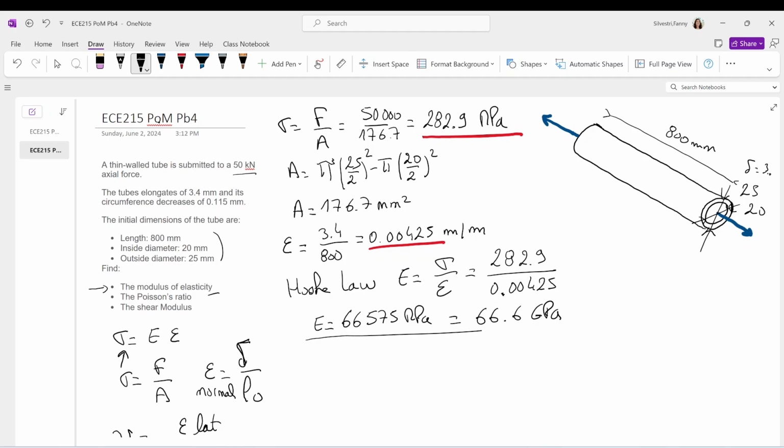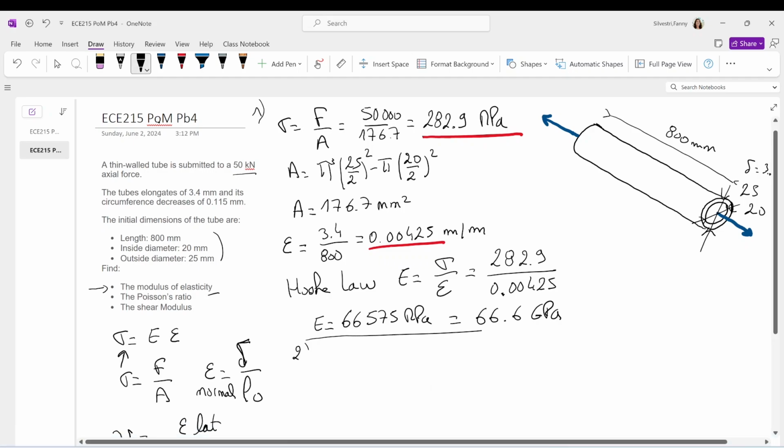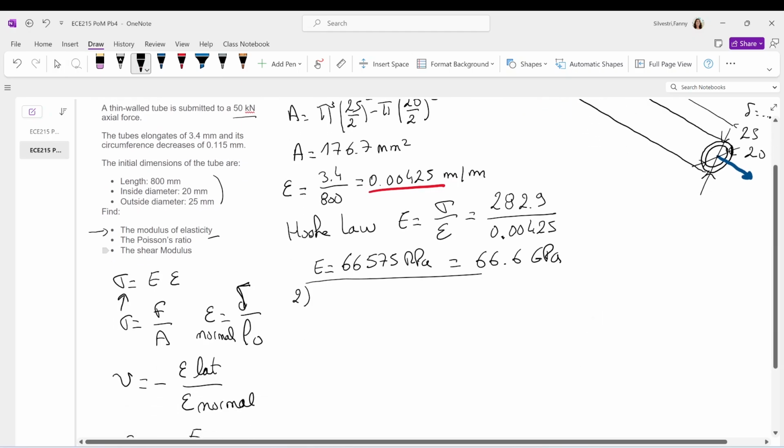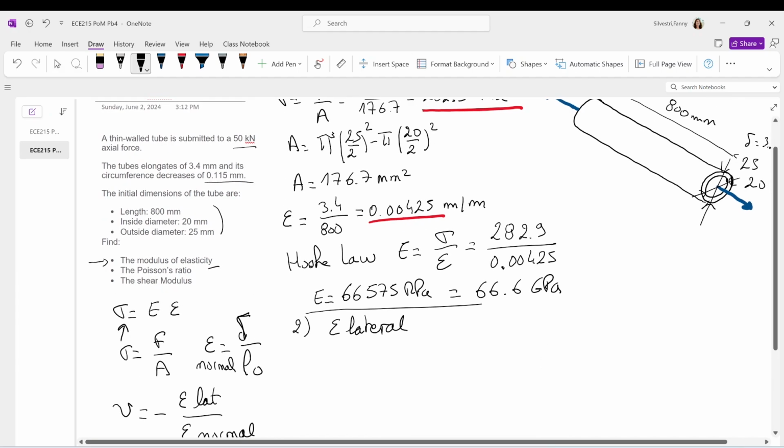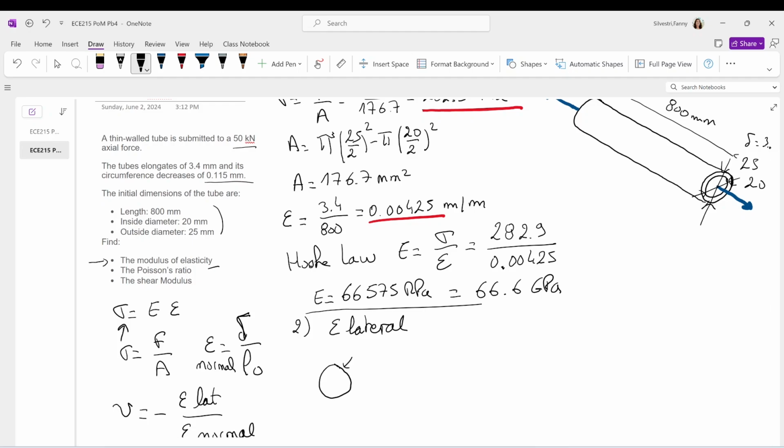So that was step number 1. Step number 2, we want to find the Poisson ratio. We already have the epsilon normal. We need to find the epsilon lateral. What we know is the circumference. Before, the circumference around was pi times the diameter, pi times 25. And now the circumference is a little bit smaller. It's pi times 25 minus 0.115 millimeter.